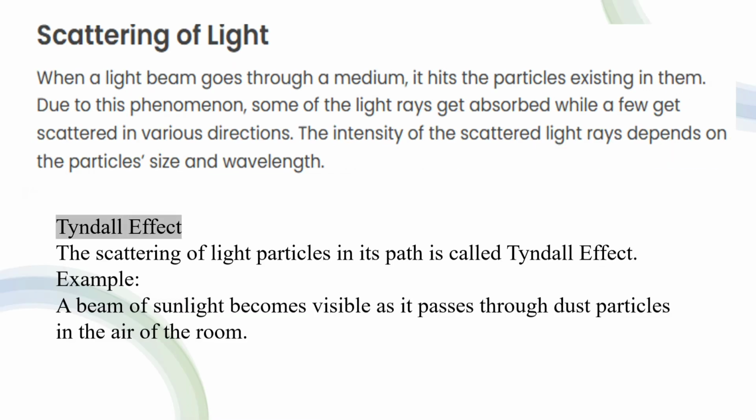Scattering of light. When a light beam goes through a medium, it hits the particles existing in it. In this phenomenon, some of the light rays get absorbed, while others get scattered in various directions. The intensity of the scattered light depends on the particle size and the wavelength. Next is the Tyndall effect. The scattering of light by particles in its path, which may be dust or water molecules or anything, is called the Tyndall effect.